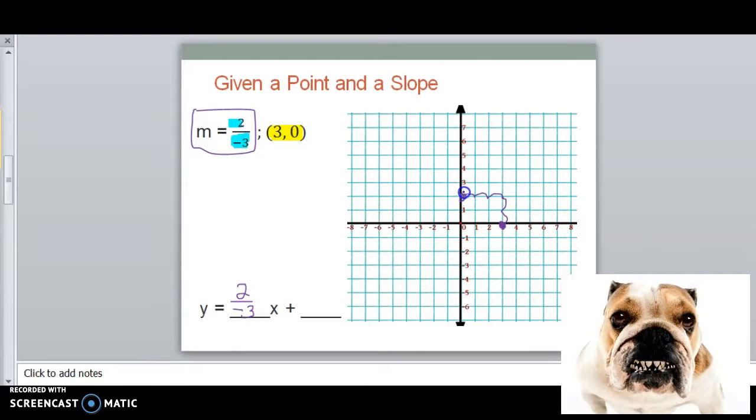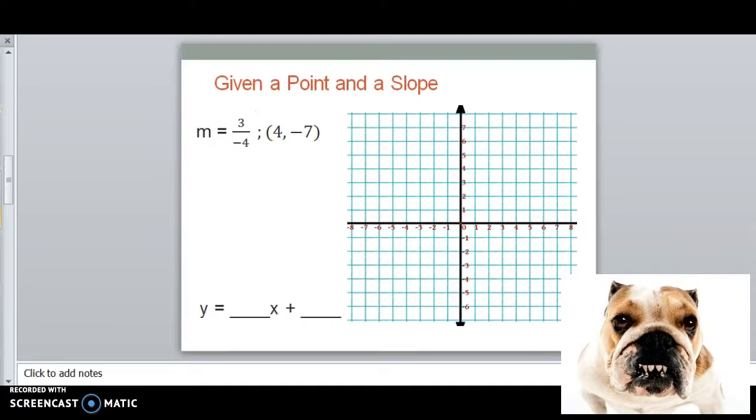When I do so, I reach 2 on my y-axis. Therefore, the y-intercept is 2. So the line that is formed by this information looks somewhat like this. And the equation is y equals 2 over negative 3x plus 2. Because slope is already given to us, and we use that to determine where the line intersects the y-axis.